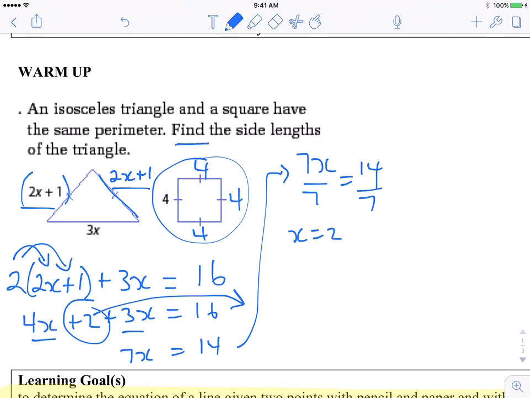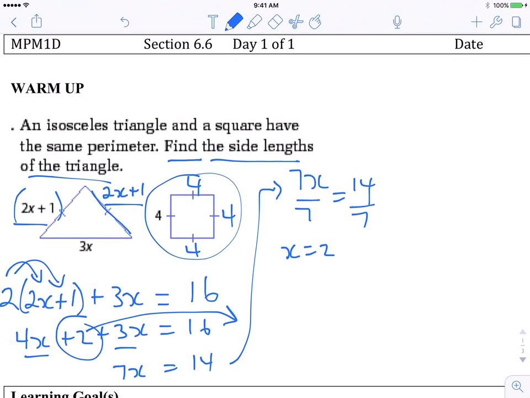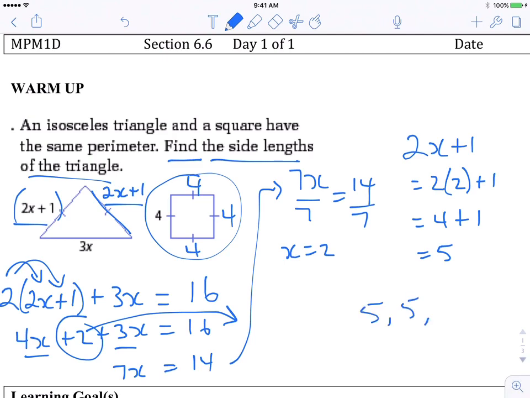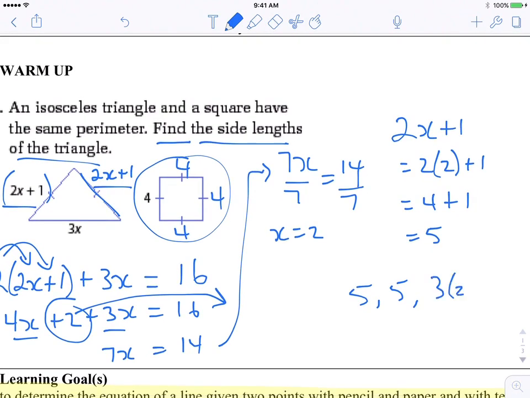Remember, the question asks us to find the side lengths of the triangle. Well, if x equals 2, we can find the side lengths of the triangle. We know that the two side lengths that are equal are 2x plus 1. So that equals 2 times, I'm going to sub x equals 2 in for that there, 2 times 2 plus 1. And that equals 4 plus 1, which is equal to 5. So the side lengths are 5, 5, and 3 times x, which in this case is 3 times 2, which is 6. So the side lengths are 5, 5, and 6 units.